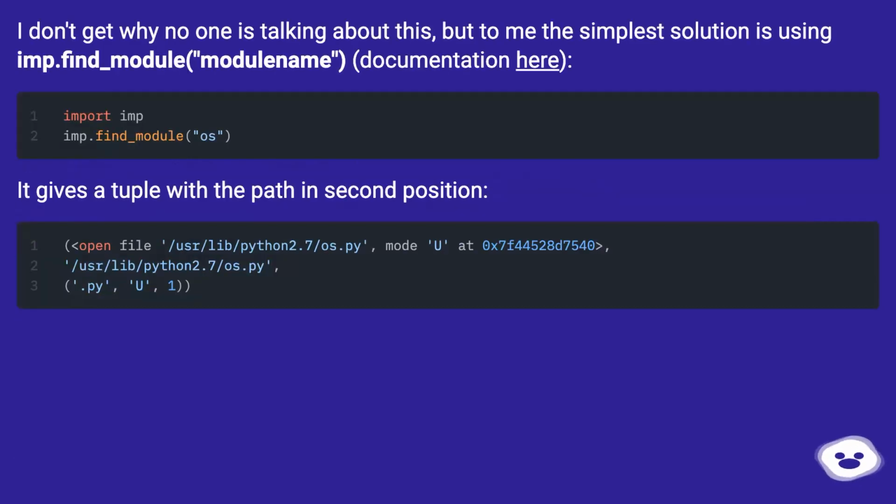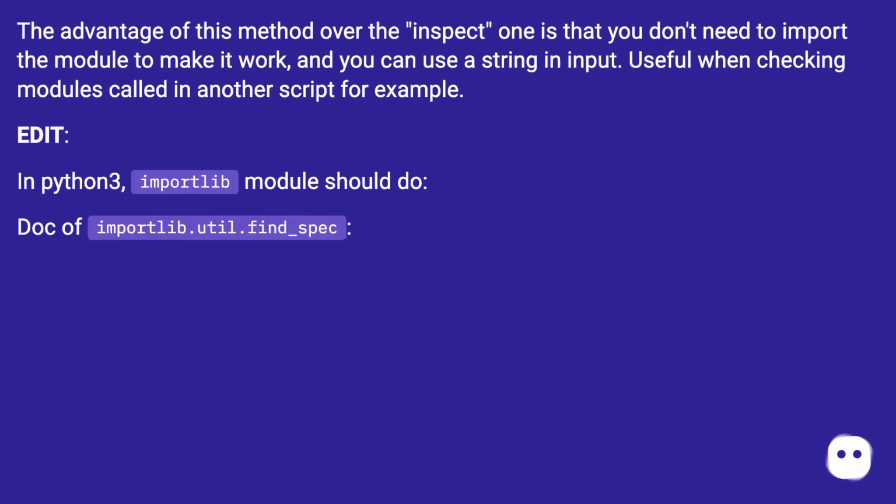I don't get why no one is talking about this, but to me the simplest solution is using imp.find_module(name), documentation here. It gives a tuple with the path in second position. The advantage of this method over the inspect one is that you don't need to import the module to make it work, and you can use a string as input. Useful when checking modules called in another script, for example.